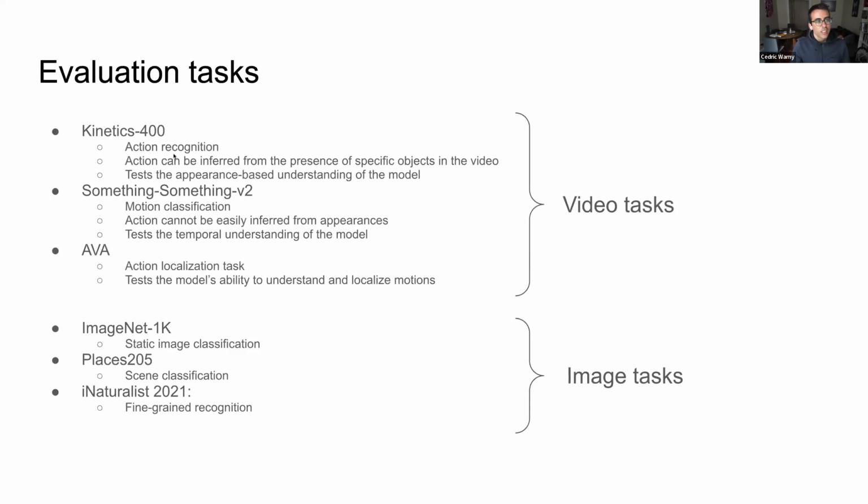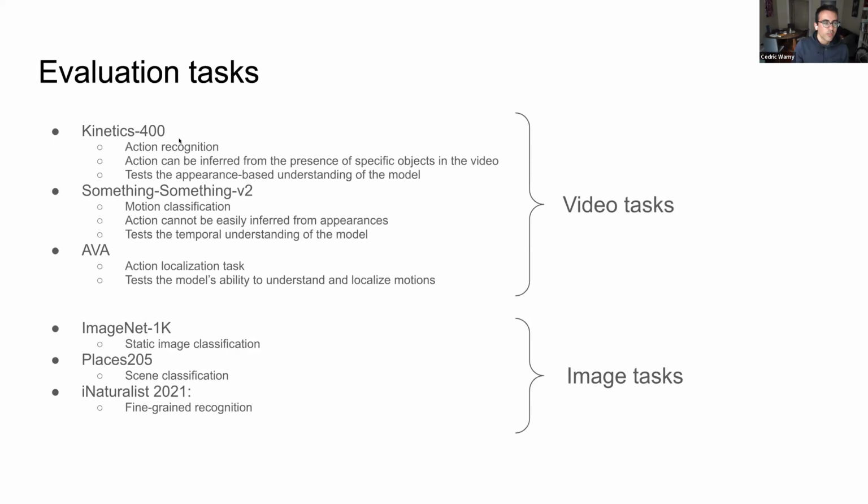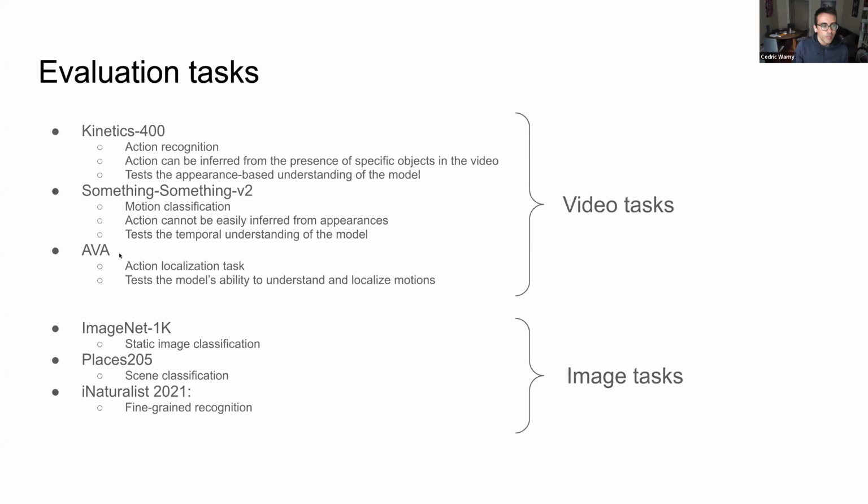Evaluation tasks. So you see that in the evaluation tasks, they reuse some of the data sets that are in the pre-training mix. So Kinetics 400 and Something-Something V2 are used both for pre-training and then for evaluation. But then they have other data sets that are not used in pre-training: AVA, ImageNet, Places, and iNaturalist. And they use both video tasks and image tasks for evaluating the model.